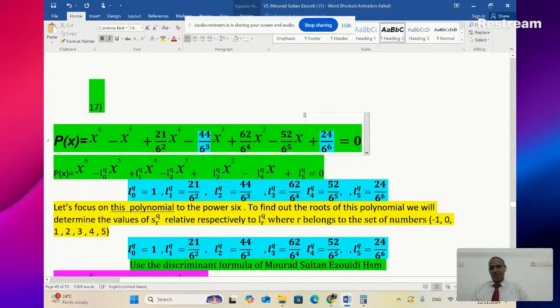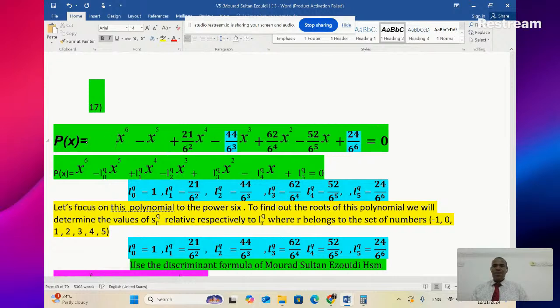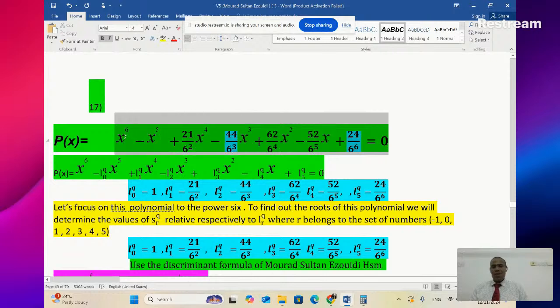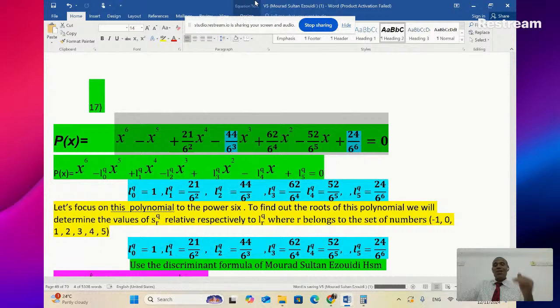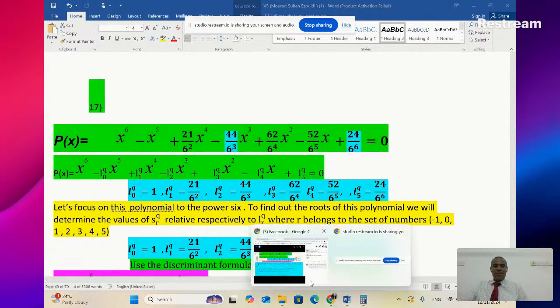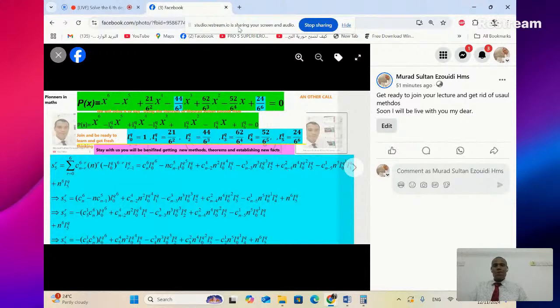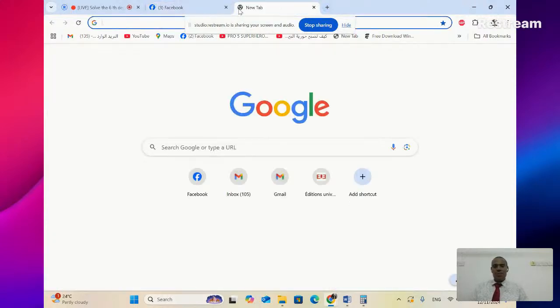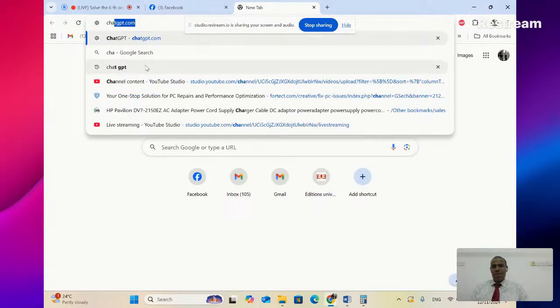Okay, thank you, of course, for listening, and it's a new occasion for you, learners, to get to know about polynomial to the power 6, also where there are no real numbers. Clear. Now we solve the polynomial to the power 6. I'm going here to ChatGPT. Okay, please solve.